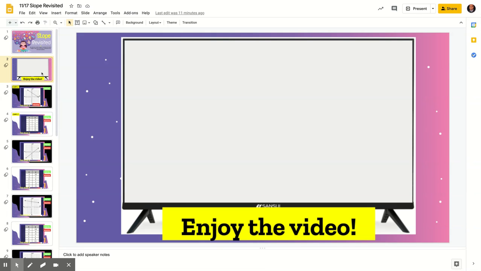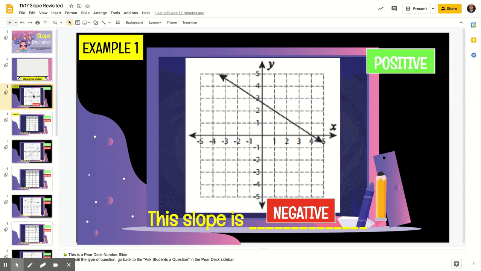On slide 2, if you're watching this video, then you already know that this is the video on slide 2. So enjoy the video. On slides 3 and 4, I provide an example for you. Notice that on this one specifically, I already put the answer there for us. I said this slope is negative. That's literally all that you need to do, because we're going to break it down into little pieces as far as how we're going to fix our test grade.